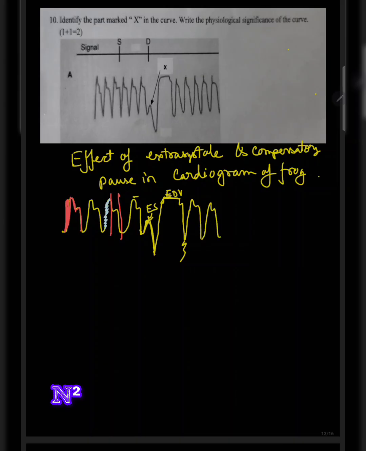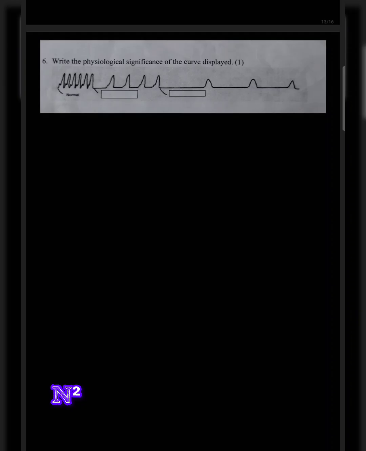Now the time period from the relaxation of the extrasystole till it again receives the normal sinus rhythm is called the compensatory pause. Okay, this compensatory pause is this. Okay, X is showing you the extrasystole and this is the compensatory pause for you. Okay, next curve for our discussion is what is the physiological significance of the curve.